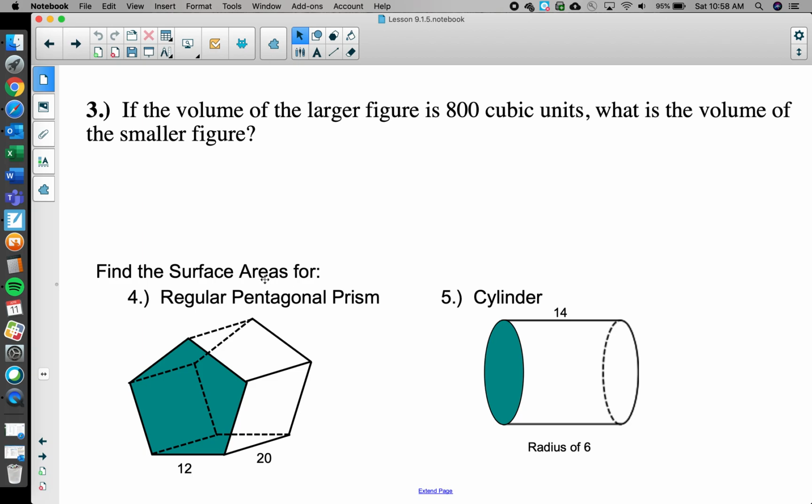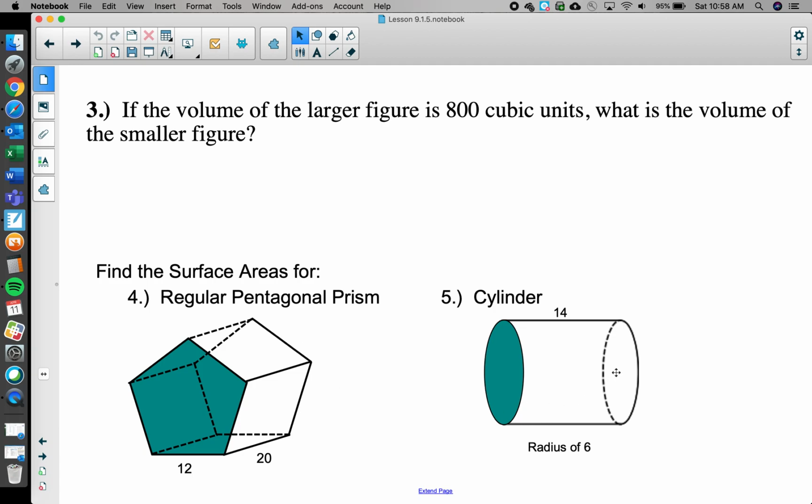Remember, when you're finding surface area, the biggest idea you need to remember is to find the area of all the parts. So in this case, you've got the area of a pentagon. Remember, you have to break that into triangles. Find the area of one triangle, and in this case, we'd multiply by 5. You've got 2 pentagons, and then you'll have 5 rectangles that you have to find the area of. Add all those up, and you'll have your answer.